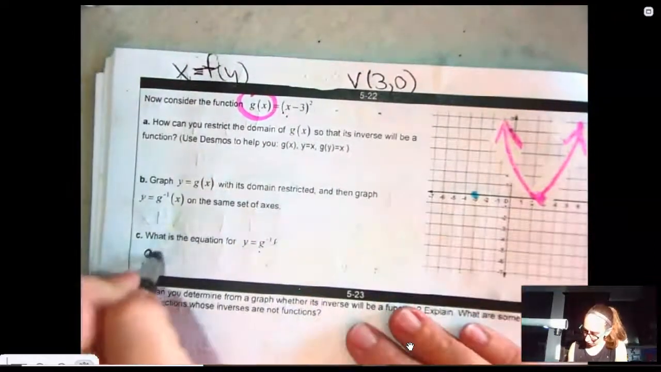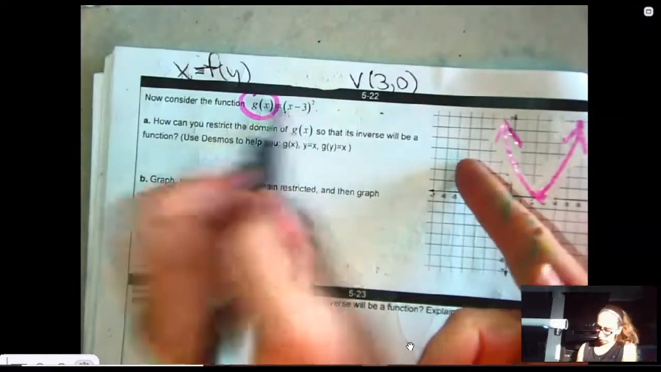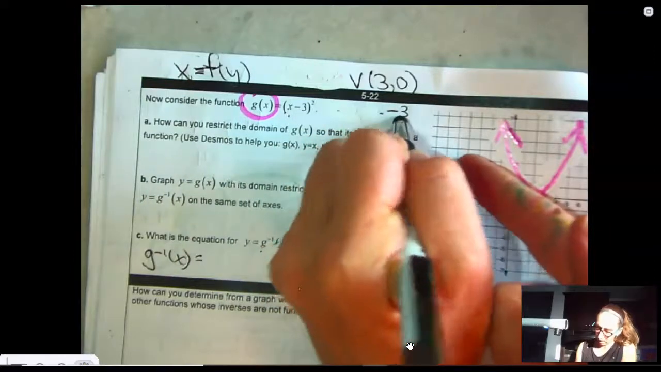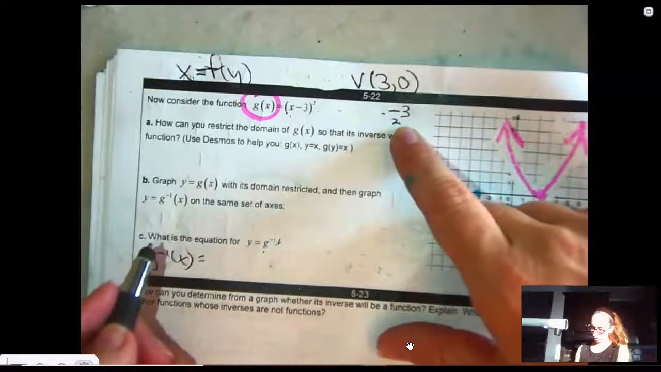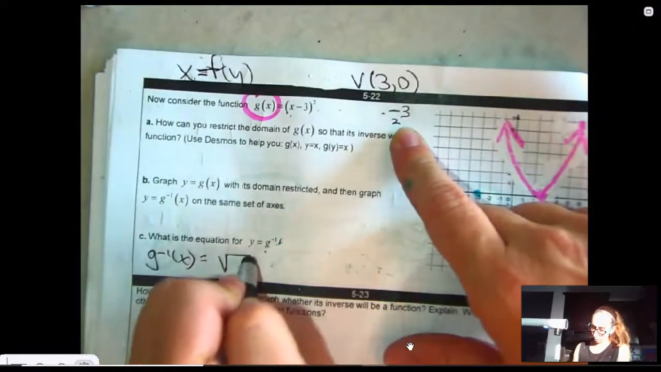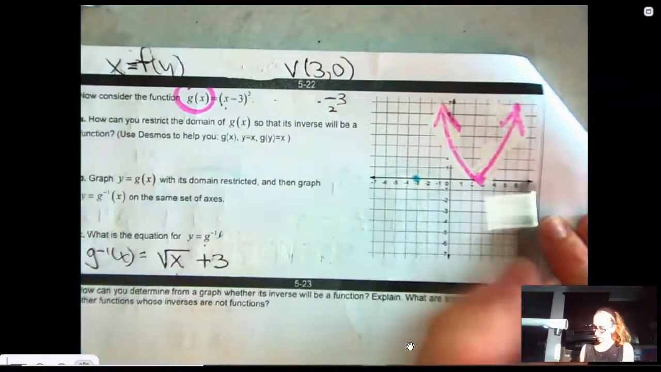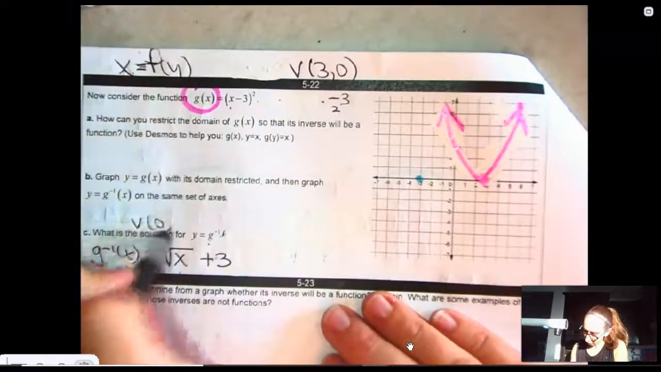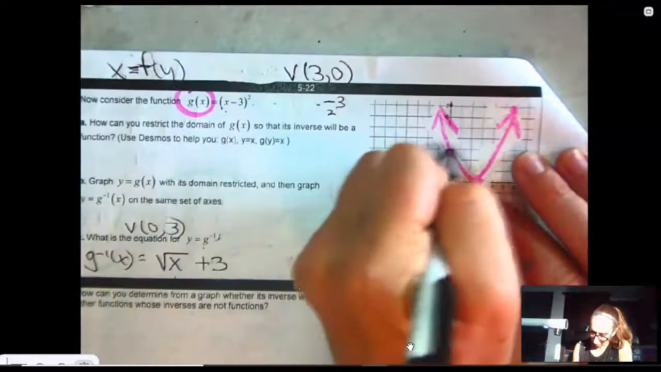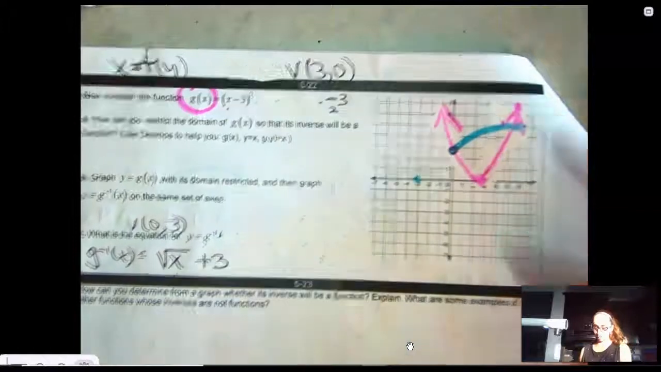So if I'm doing g inverse, I have to figure out exactly what I did here. In order to do this, the first thing I would do is subtract 3, and then I would square it. So then what does that mean I have to do? I have to go backwards. The first thing I would do is square root it, and then I would add 3. But remember on the previous page, if I did this, the vertex here would be 0, 3, and that would just give me the top half.